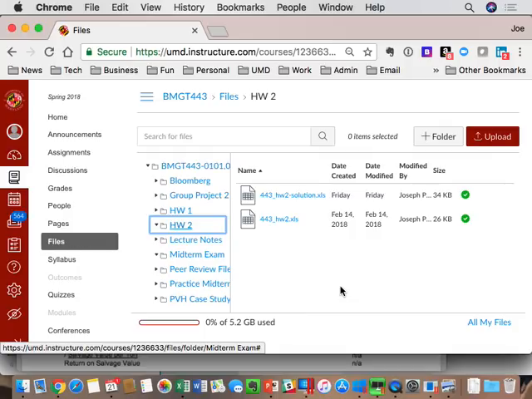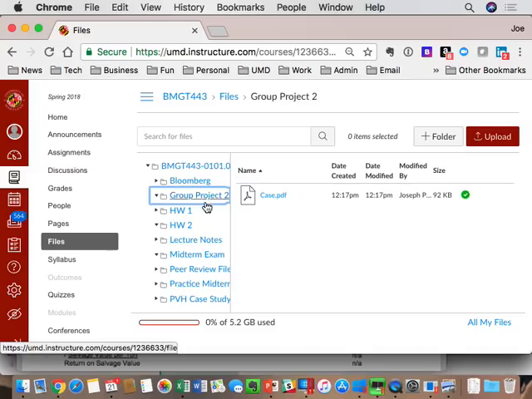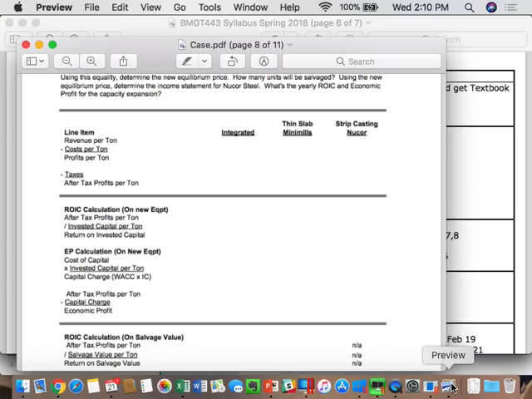The other thing that is here is lecture note 4, which I posted, which we're going to go over in a few minutes and spend most of our time in class today covering. So you might want to get your hands on that file. Now we talk about group project 2. This is the file, it's called case.pdf, and I had it open in a previous class.